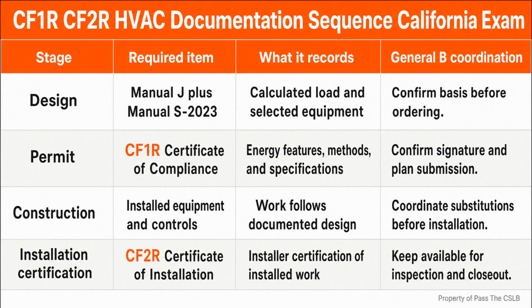Notice that none of these decisions require the General B to calculate heat gain through a window or friction loss through a duct. The skill is recognizing when the project needs qualified design, when the contracting structure needs specialty licensing, when a document must exist, and when a field symptom justifies escalation. That is the air traffic controller idea. I am not asking the General B to fly every aircraft. I am asking the General B to keep the project airspace organized.